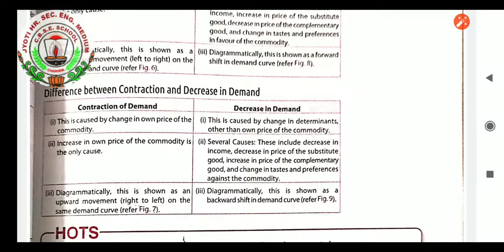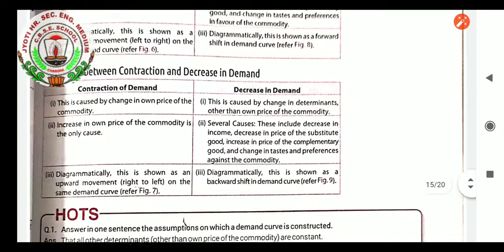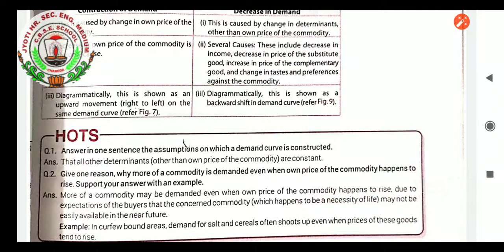Diagrammatically, this is shown as an upward movement from right to left on the same demand curve, figure number 7. And decrease in demand, diagrammatically, is shown as a backward shift in the demand curve, figure number 9.